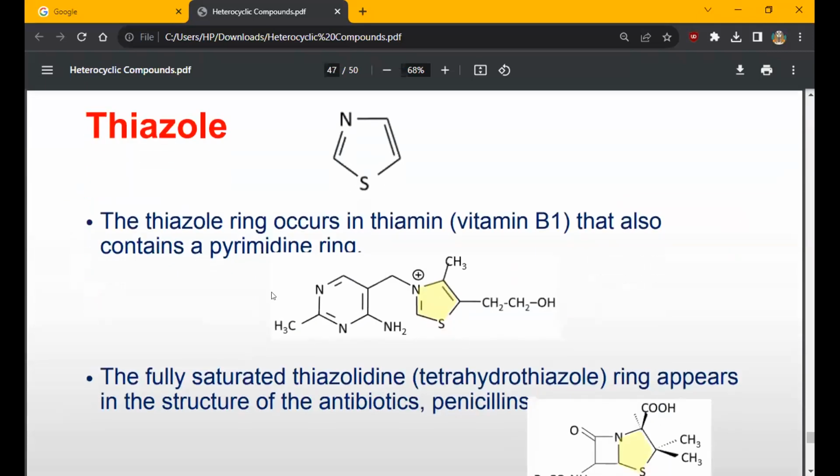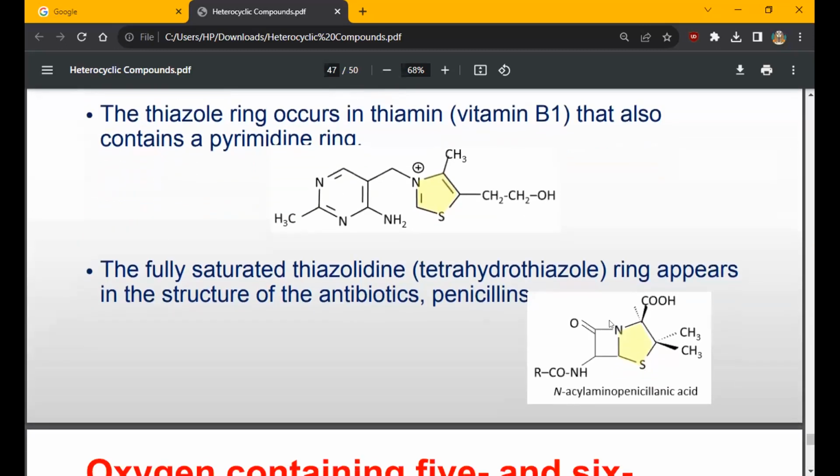The thiazole ring occurs in thiamine, which is vitamin B1. It also contains the pyrimidine ring. So a fully saturated thiazolidine ring appears in the structure of antibiotics such as penicillin. So here we have the structure of penicillin. We see there's the beta-lactam ring, and then on the other side we have the thiazolidine ring. As thiazolidine, we see sulfur here, nitrogen.